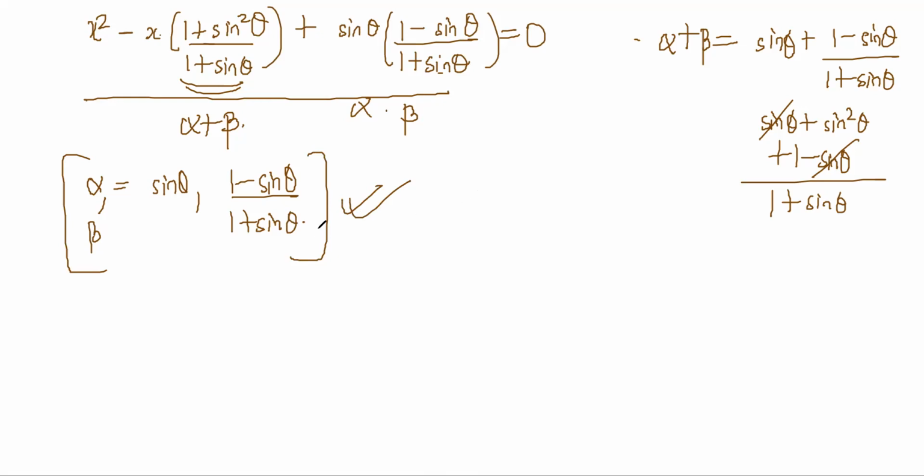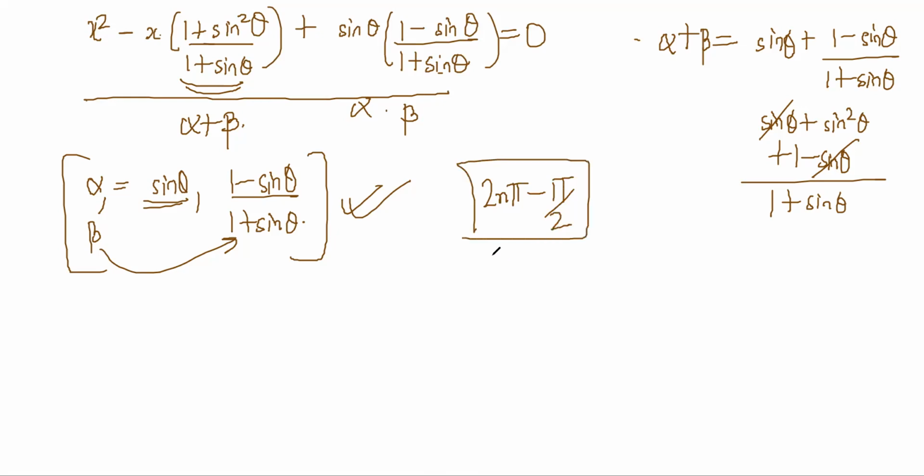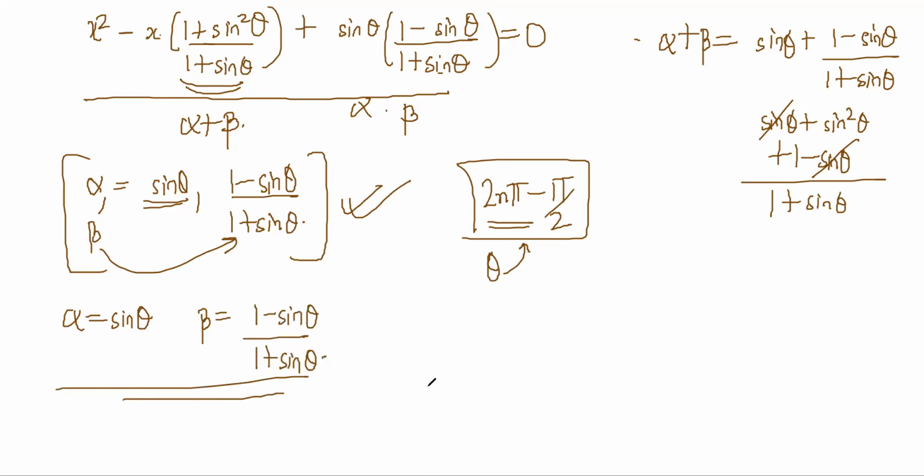So I can immediately see that alpha is sine theta and beta is this, because beta was the one with the 2n pi minus pi by 2 restriction. Theta could not be this. So now I get alpha is equal to sine theta and beta is equal to 1 minus sine theta by 1 plus sine theta. And now it is checking options. The options will be super easy now. The limit option is slightly tricky, but you can do it now.